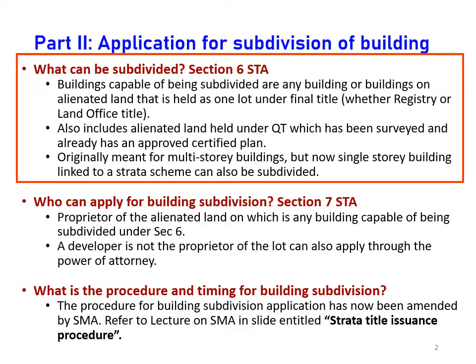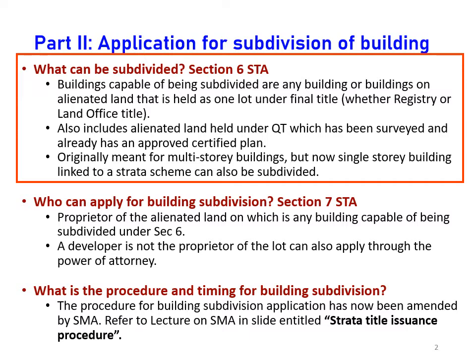Now, any building or buildings on alienated land, means must have a title, right? Alienated land that is held as one lot. Must be one lot. That's why we call it master title. Only one title, and it must be, let me draw here, one lot. It says just now building or buildings on alienated land, so means must have a title.